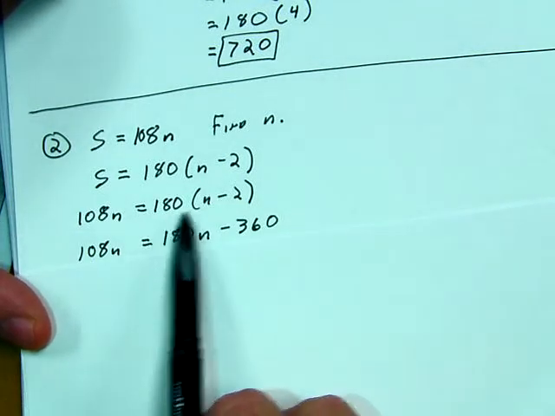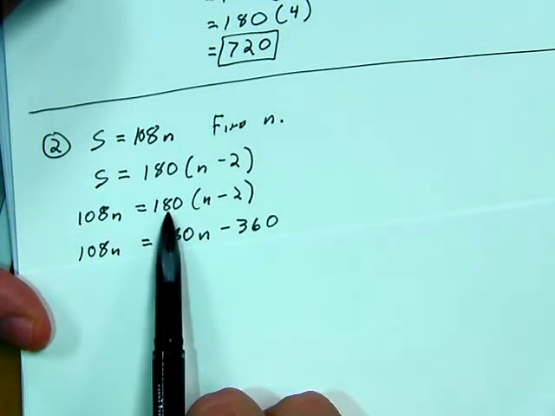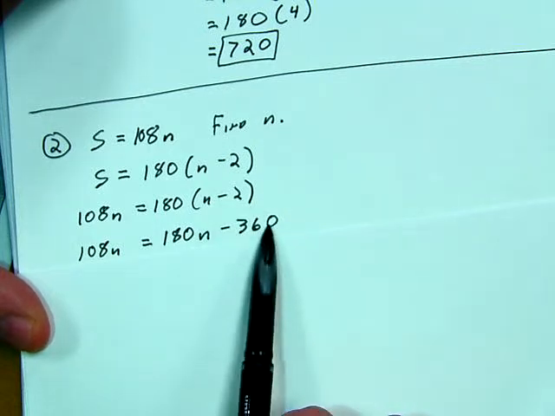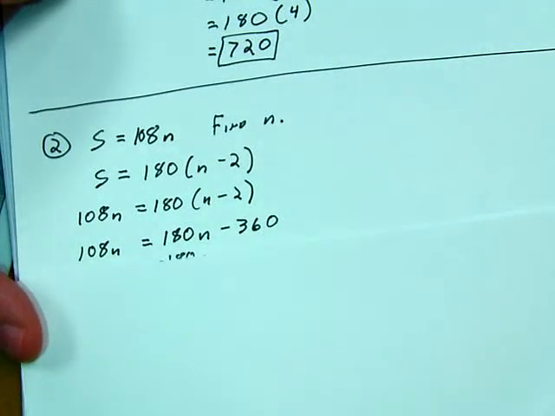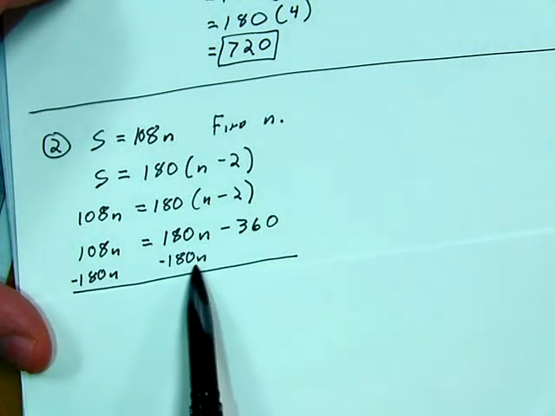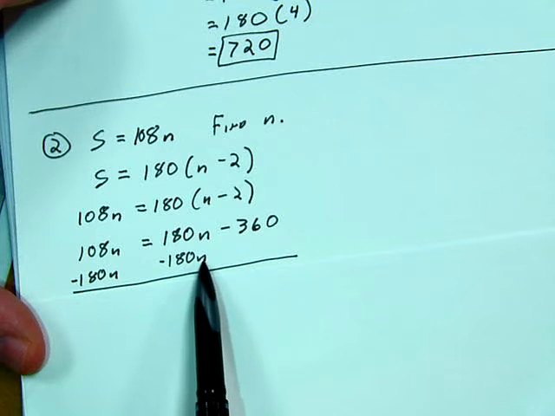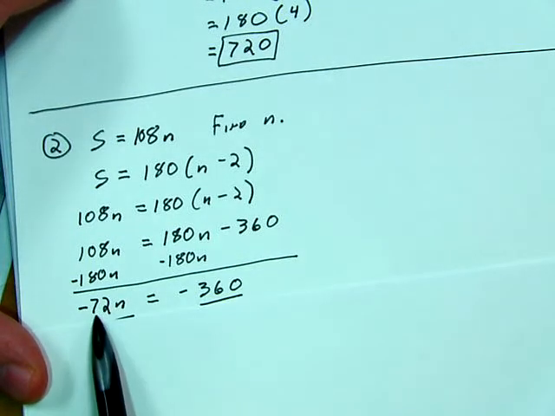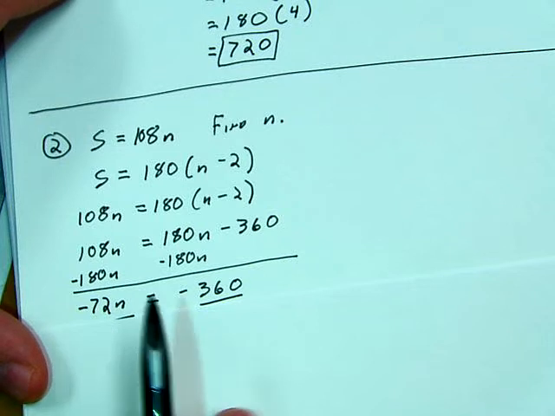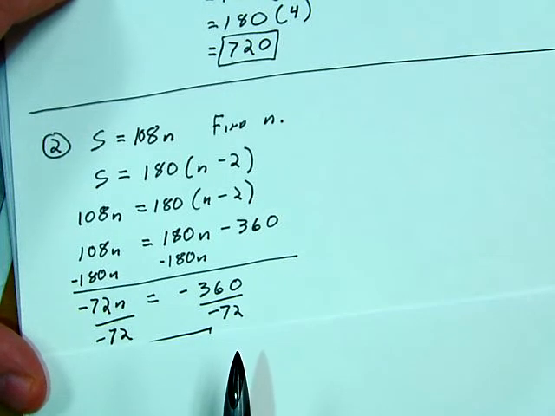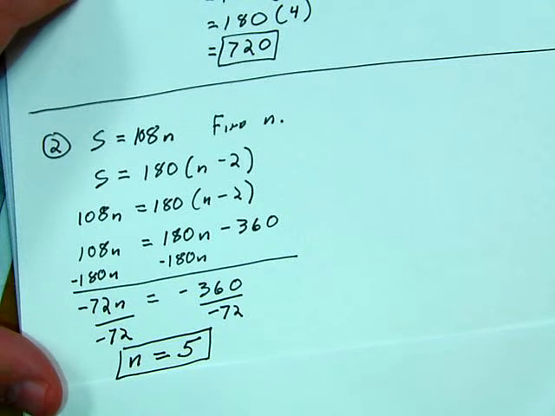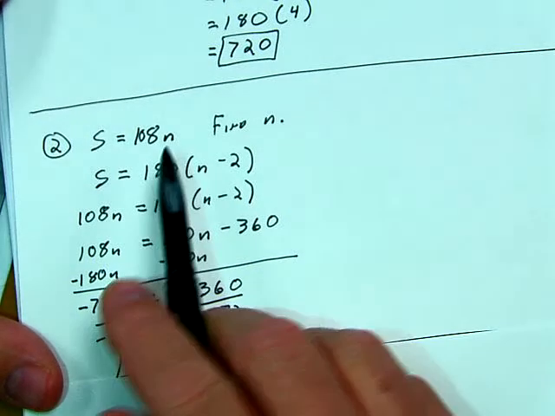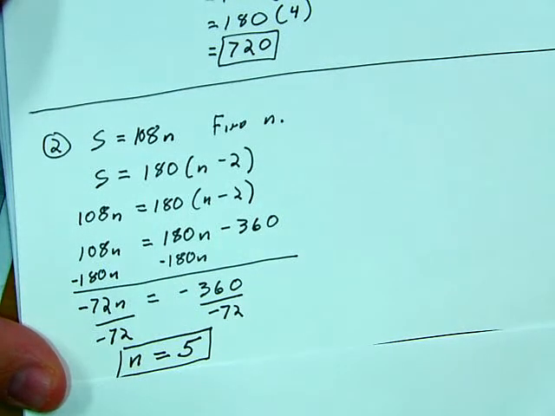Multiply the 180 times n, I get 180n. 180 times negative 2 is negative 360. Now I'm going to subtract 180n from both sides. That leaves me with negative 360 on this side and a negative 72n on this side. I then divide by negative 72 on both sides of the equation. I'm left with n is equal to 5. So there are five sides in the figure from example 2.